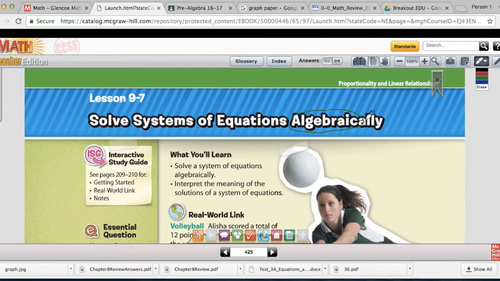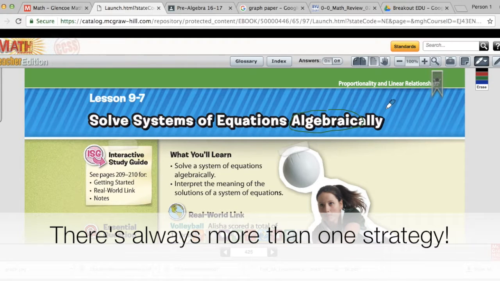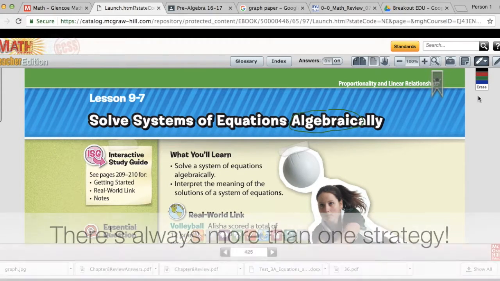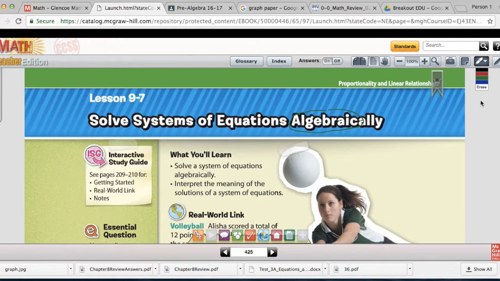In Lesson 9.7, we're going to be looking at solving systems of equations algebraically. In Lesson 9.6, we talked about solving systems by graphing, but as with any topic or concept in math, there's always more than one strategy that you can use. And graphing does have its benefits because you can visually see where those two lines cross.